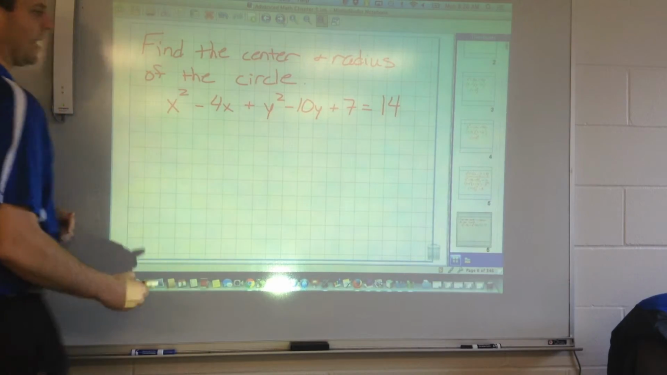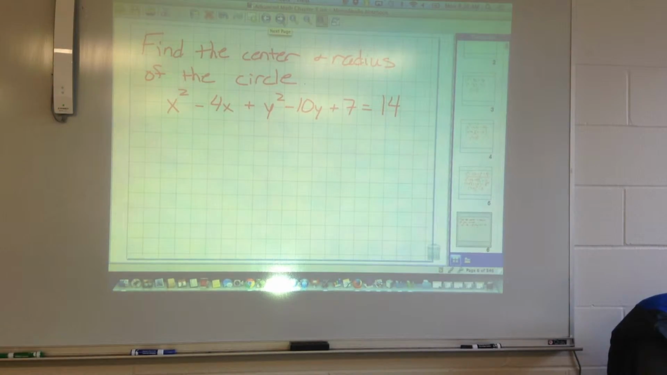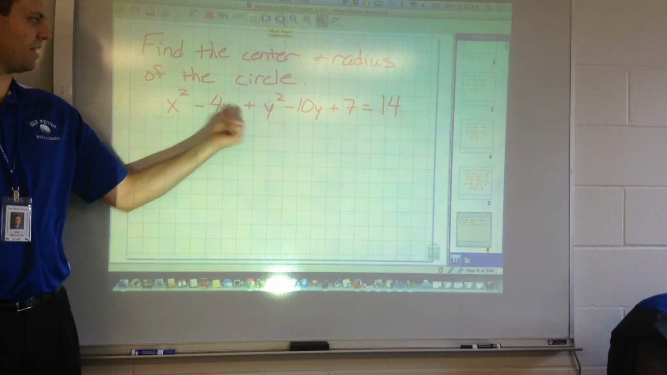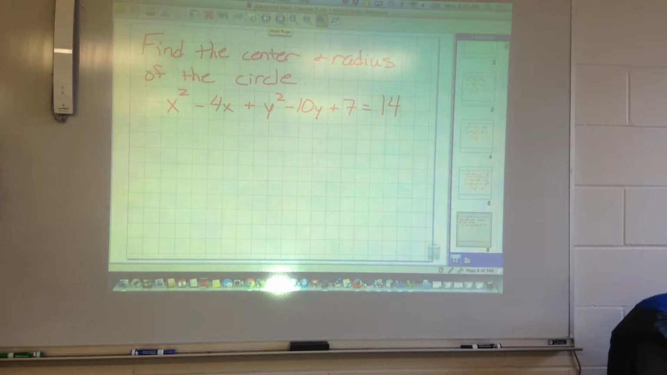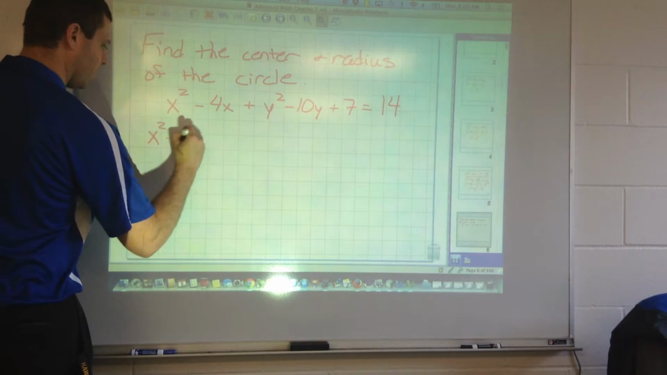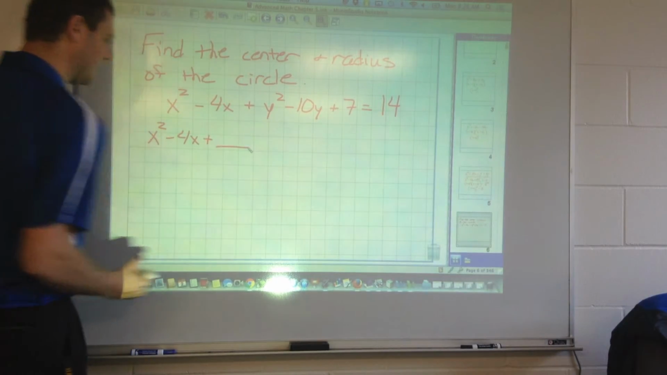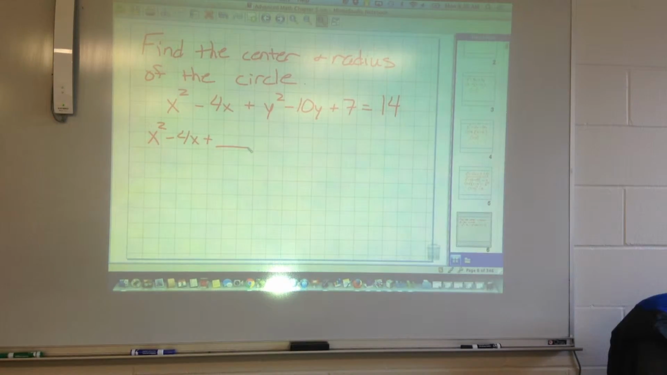So, let me go back to this problem right here. So look at this, the x's, x squared minus 4x, and then I don't even have a constant in there. So I'm going to put a plus blank in there. I need to make a perfect square. So x squared minus 4x plus blank. I need to have a trinomial, that means 3 terms, in order to create or have a perfect square. So I'm going to put this plus blank in.